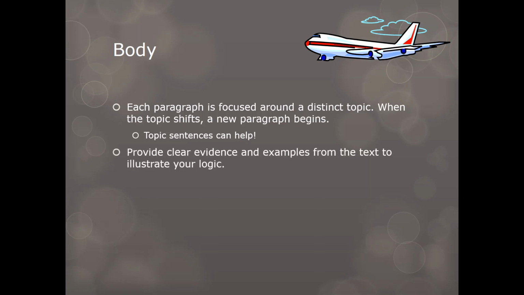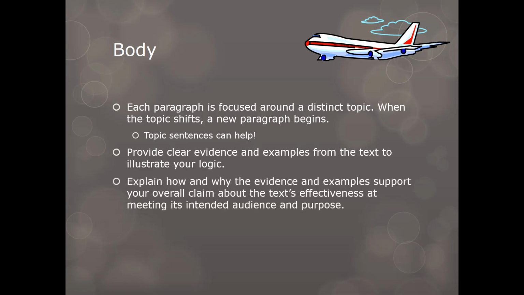These paragraphs should provide clear evidence and examples from the text to illustrate your logic. Think of it as support. These are the pieces of evidence that you are using to illustrate and prove your individual points. And then remember that you also need to explain how and why the evidence and examples support your overall claim about the text's effectiveness at meeting its intended audience and purpose.